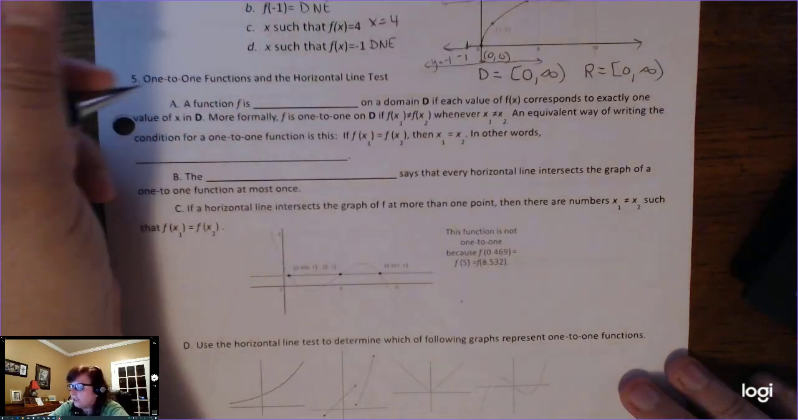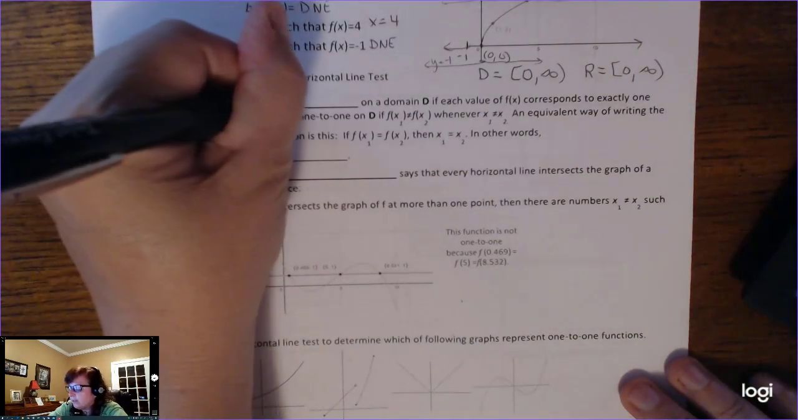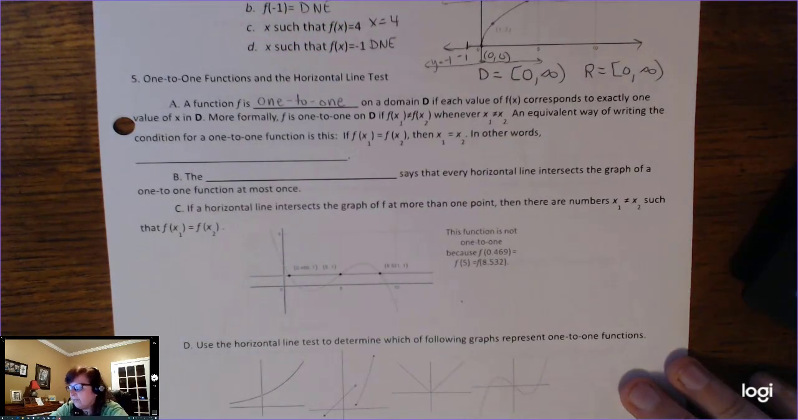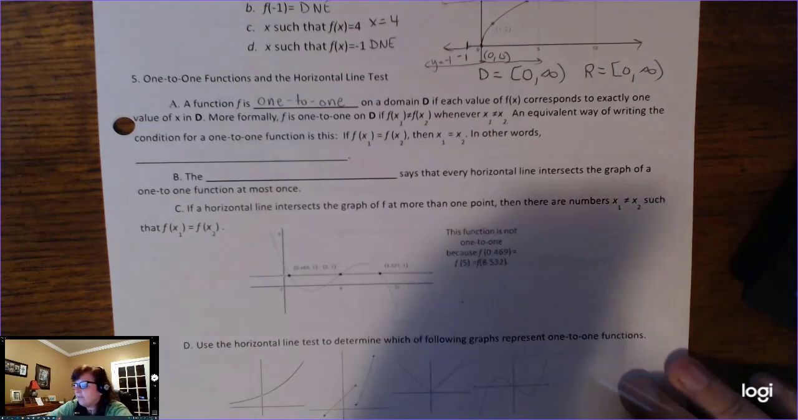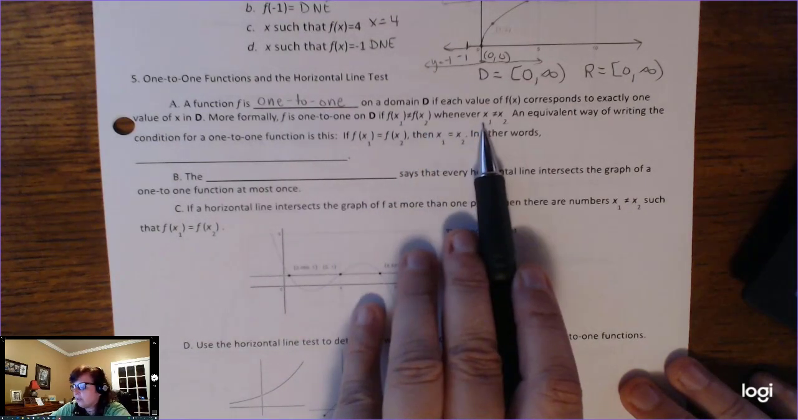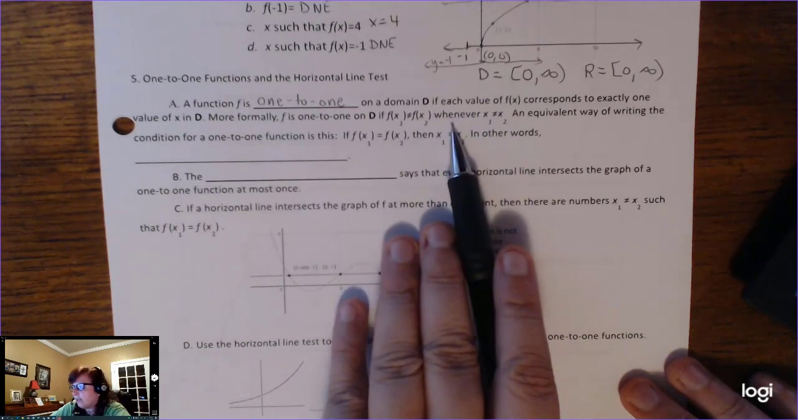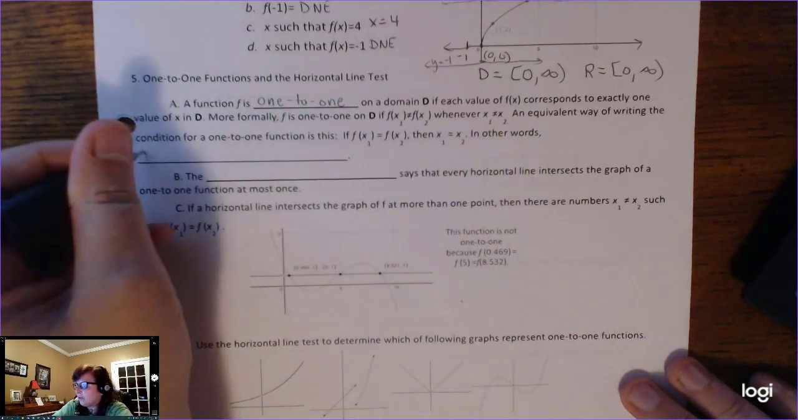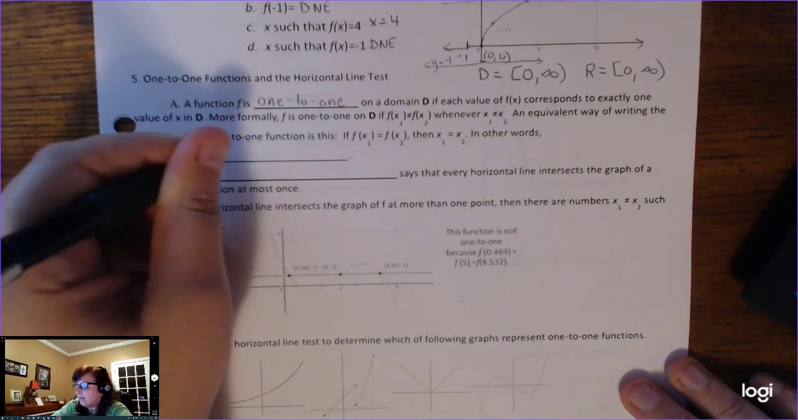Okay, so a function is one-to-one on a domain D if each value of f of x corresponds to exactly one value of x in D. More formally, f of x is one-to-one on the domain if the y coordinates don't equal each other whenever the x coordinates don't equal each other. Okay, and as usual, it's complicated. All it's saying is that the y coordinates have to be different.